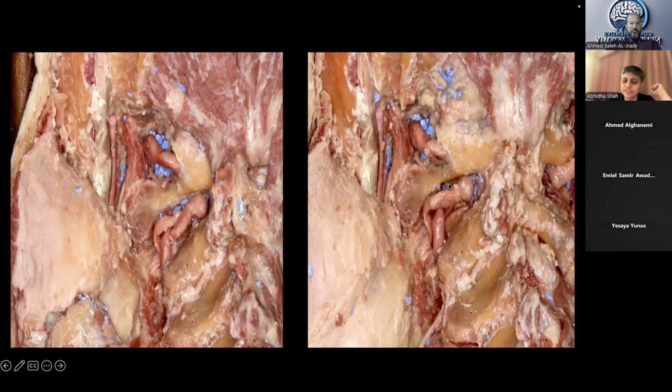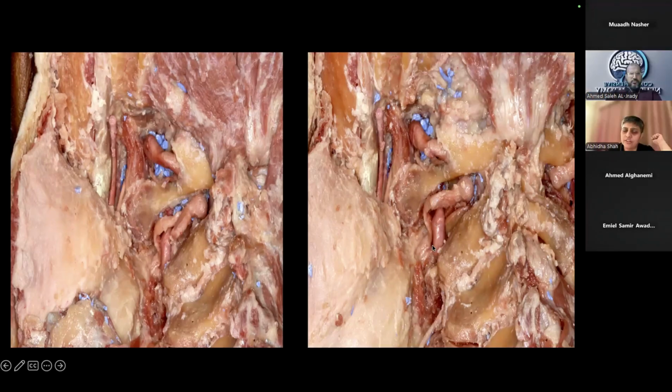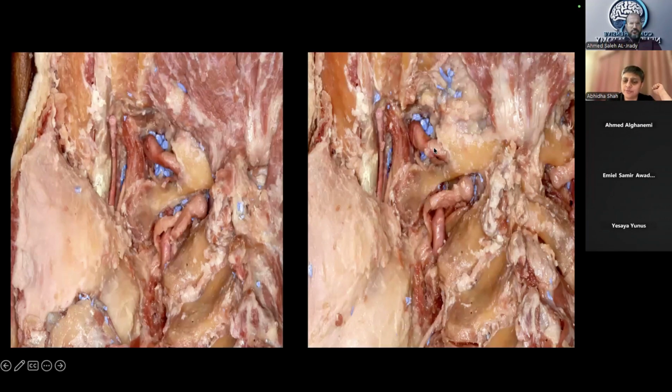One is you have to understand the anatomy of the C2 ganglion. Second is you have to understand the anatomy of the vertebral artery. And the third point is you have to understand the venous plexuses.